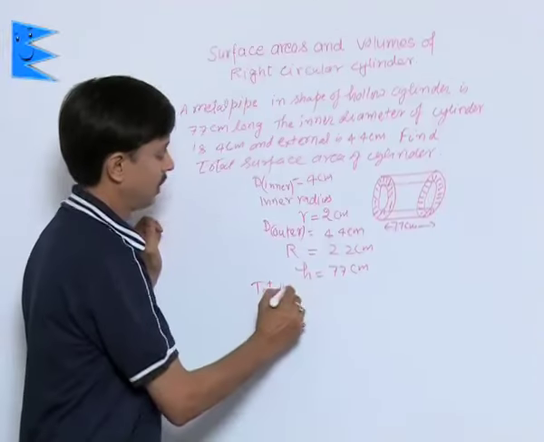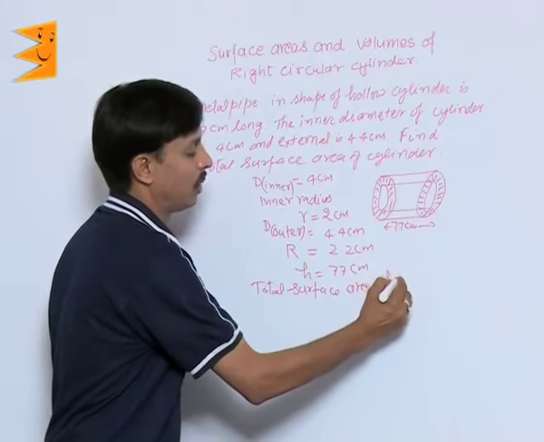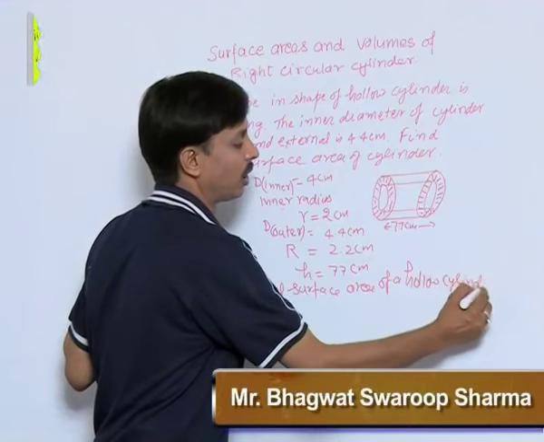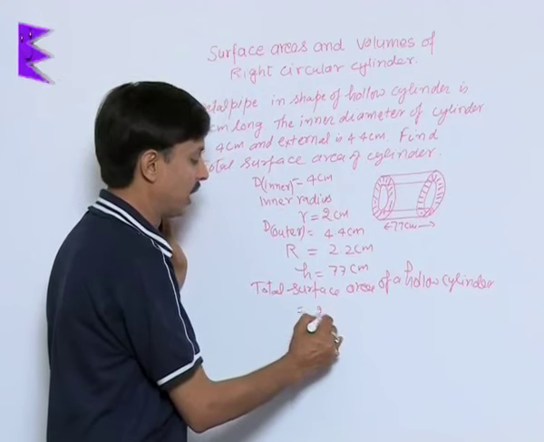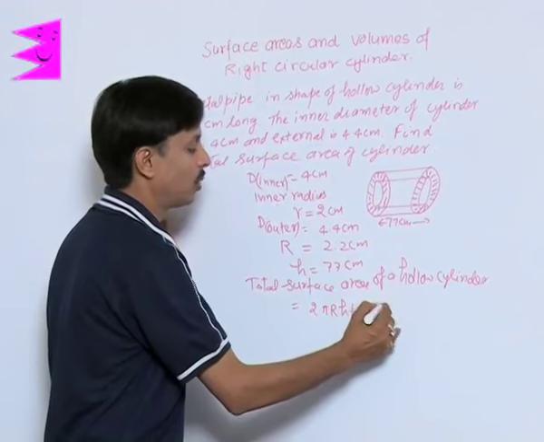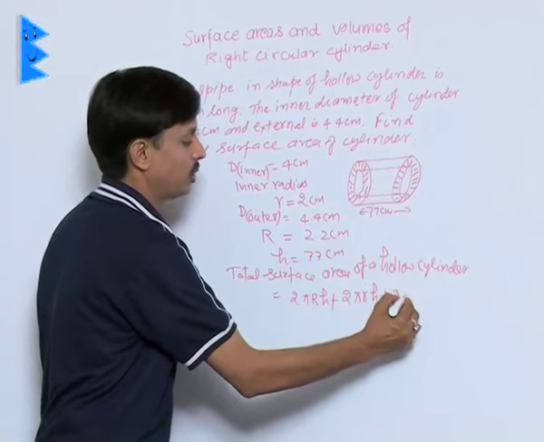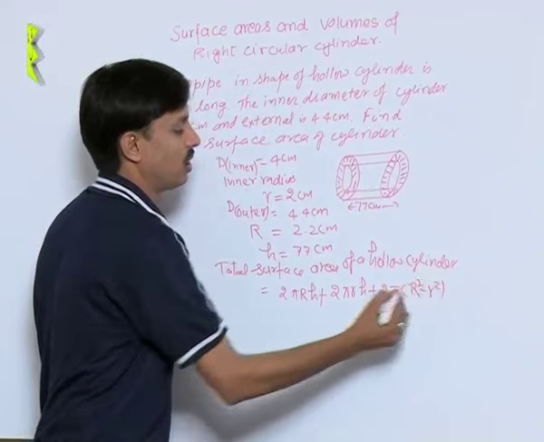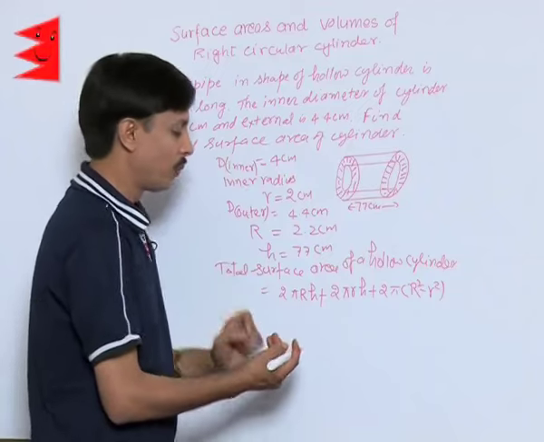Total surface area of a hollow cylinder. You can recall the formula. It is outer surface area, that is 2 pi capital RH, plus inner surface area 2 pi small rh, plus area of two rings, that is 2 pi, capital R square minus small r square. To find this area we have all the data, we just need to put the values.